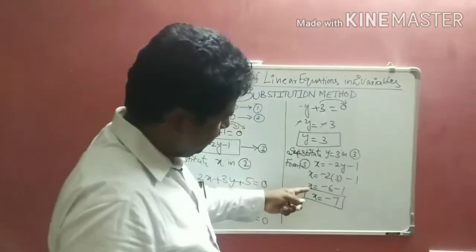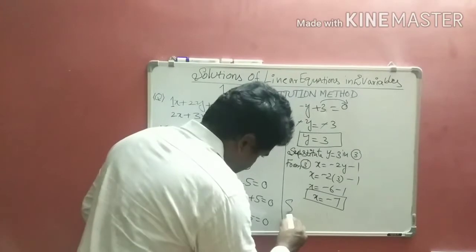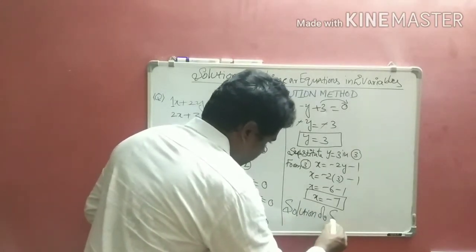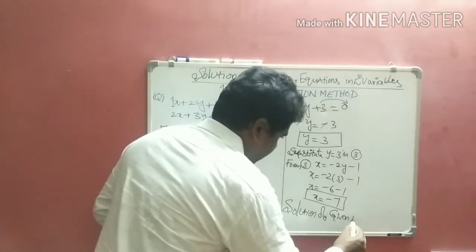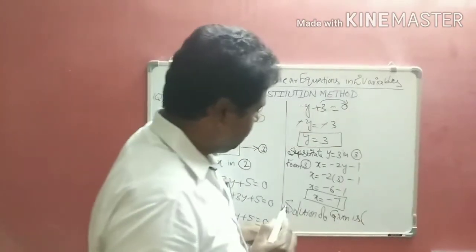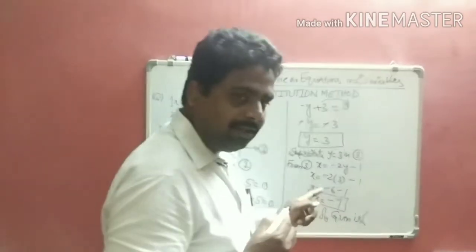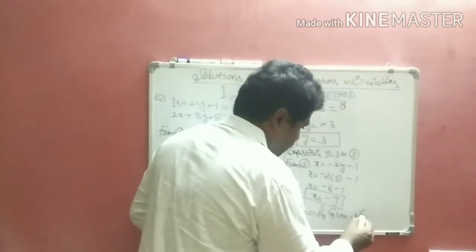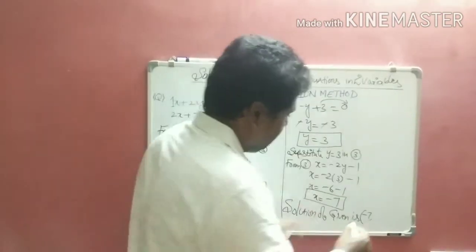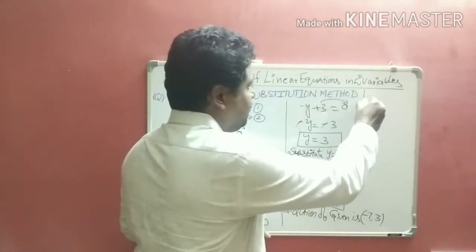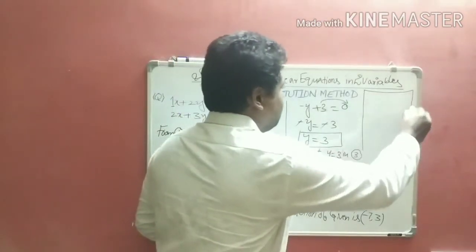So after getting the value of x and the value of y, the solution of the given lines, we know, should be in the form of Cartesian coordinates. We can write x first, so minus 7 comma, and in the place of y we write 3. Now let us check whether our solution is right or not.